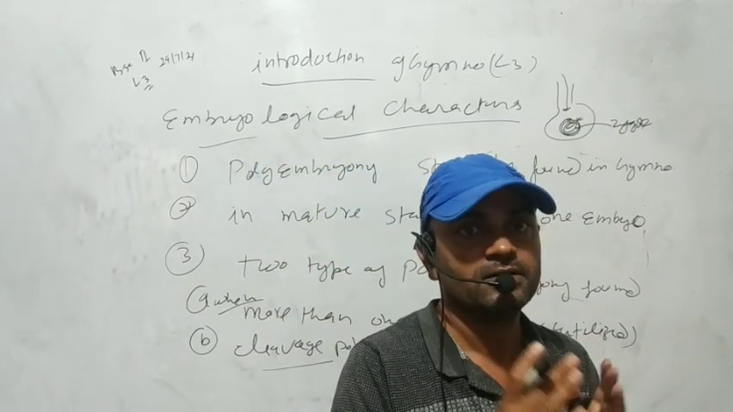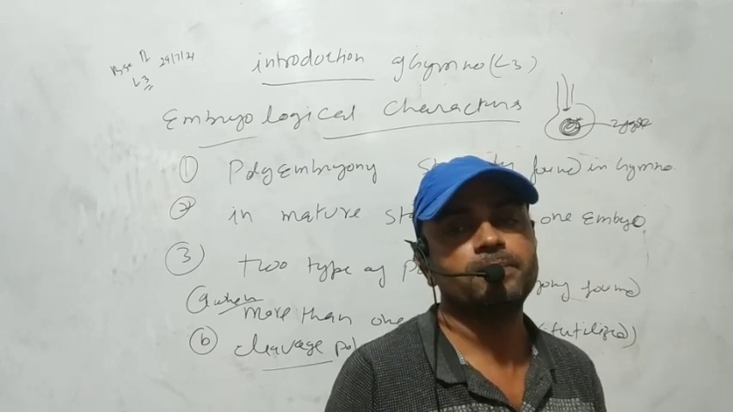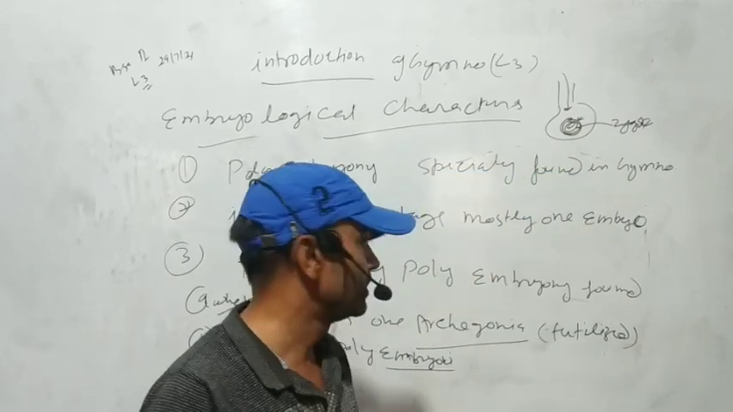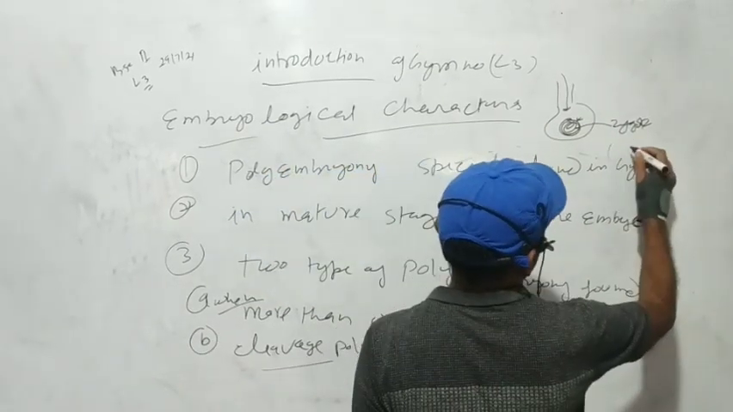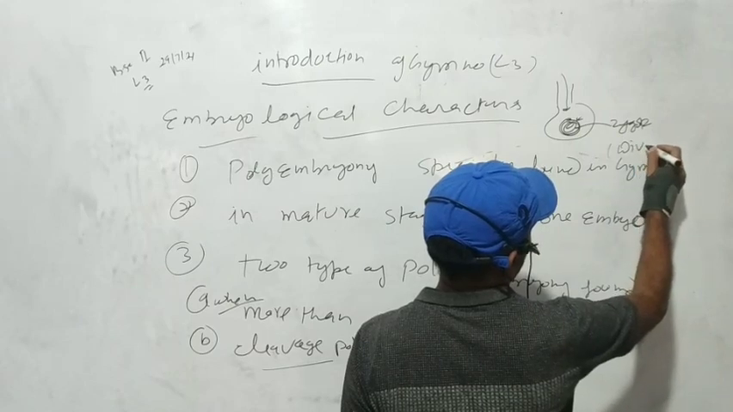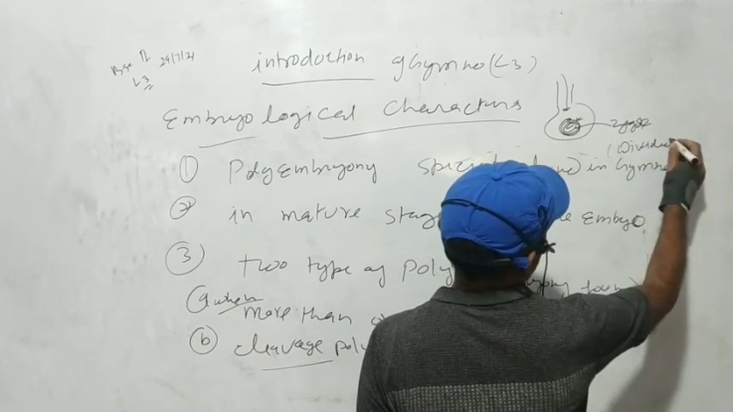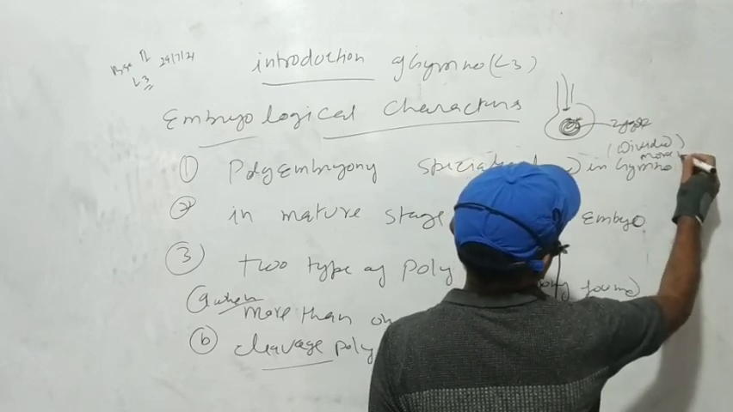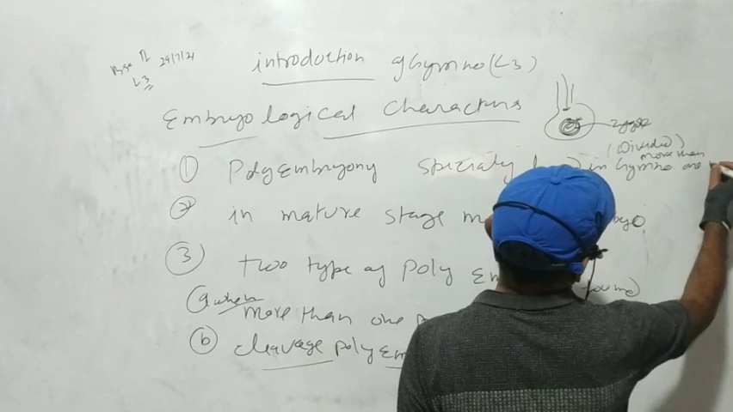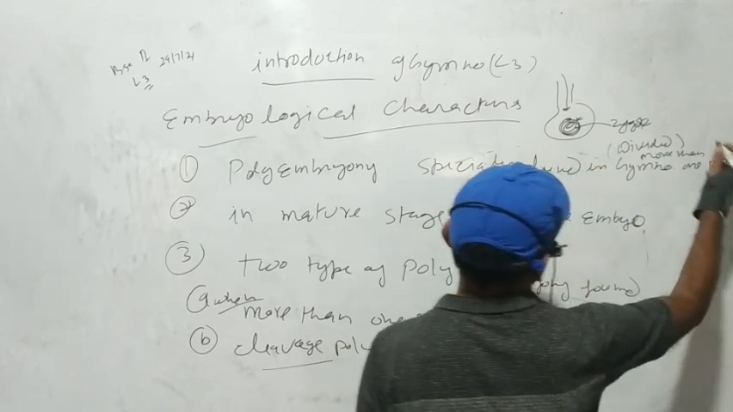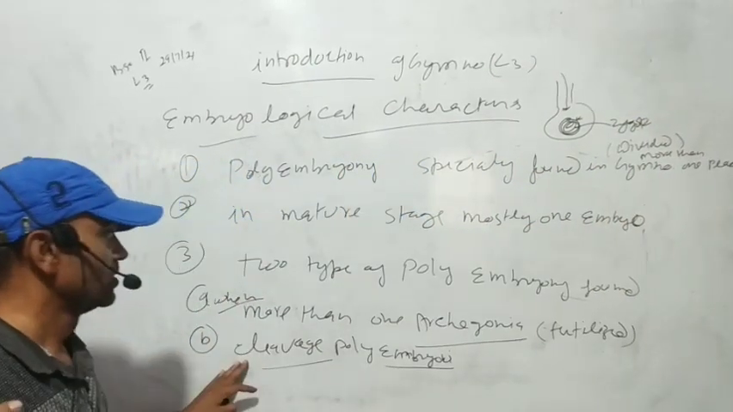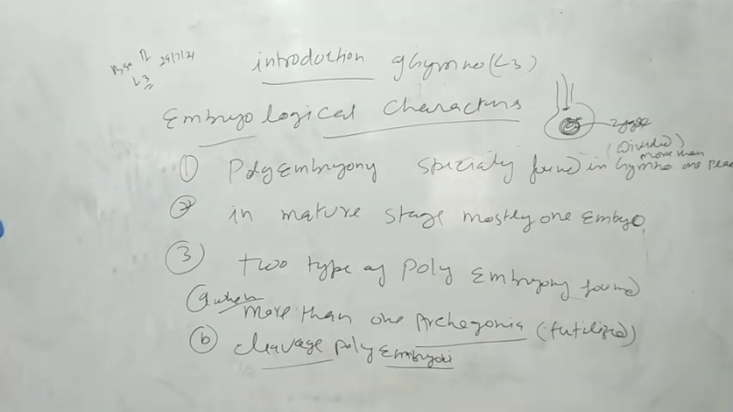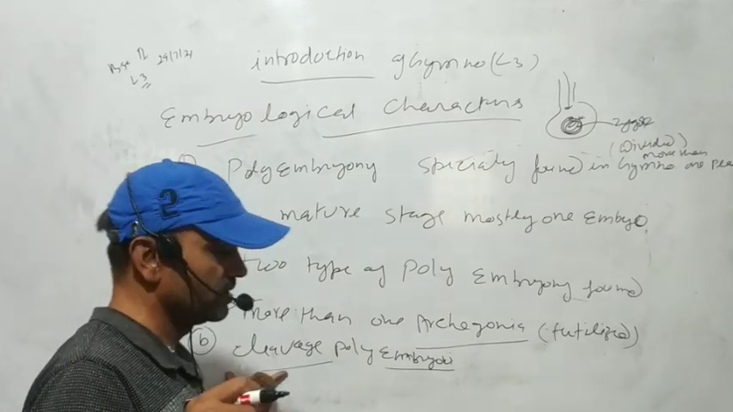In the cleavage condition, the zygote divides into more than one part. Here we write: the zygote divided into more than one piece. At that time polyembryony can take place. This phenomenon is known as cleavage polyembryony.